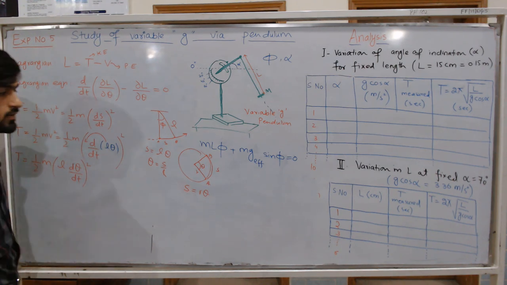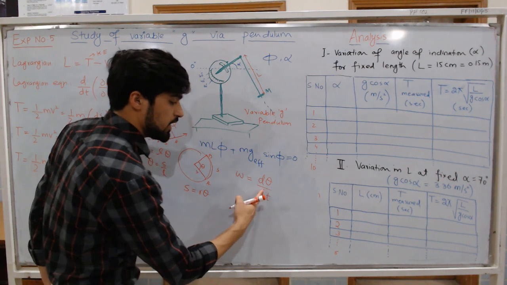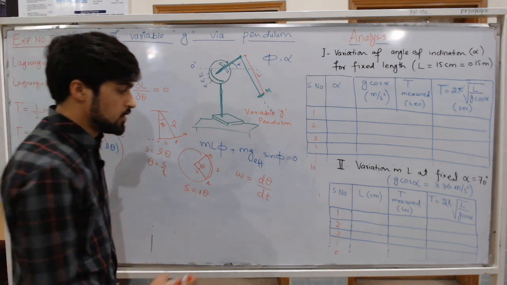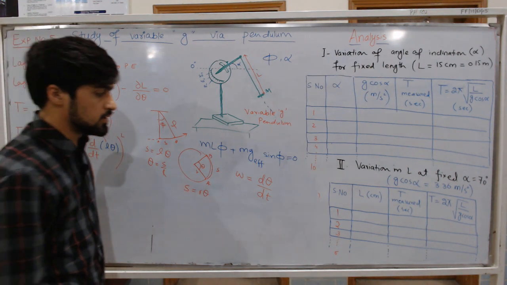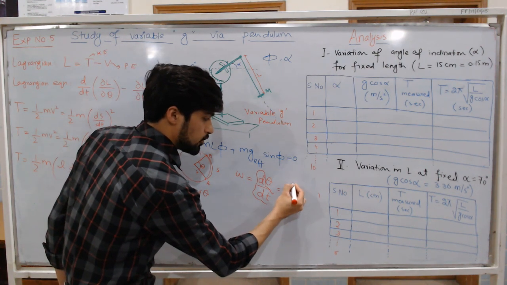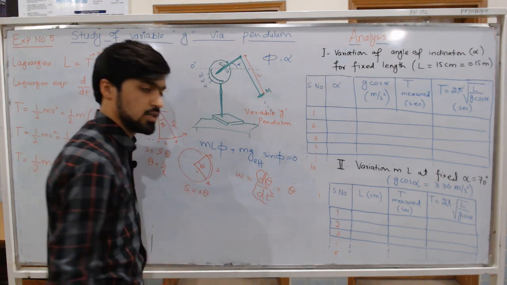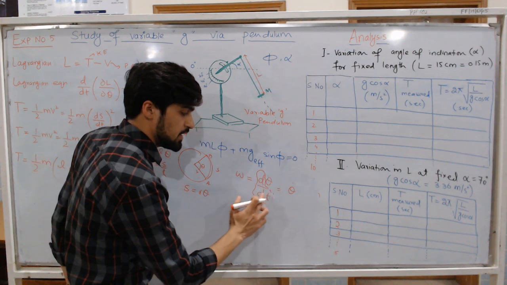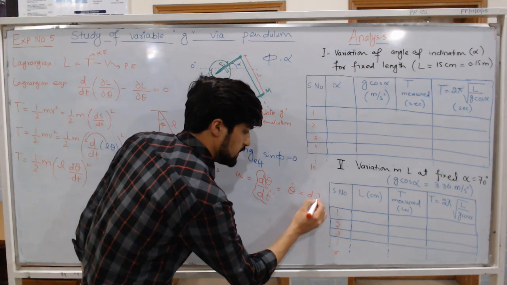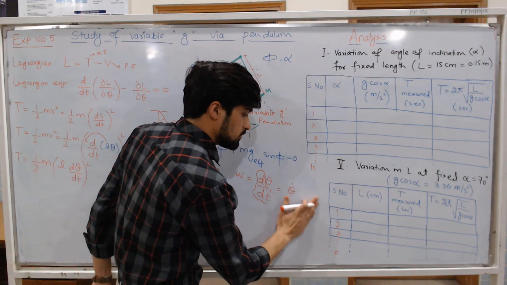Now, keep in mind, we know that the angular velocity is d theta by dt. The rate of change of angular displacement with respect to time is called the angular velocity. So in calculus, I can replace this d by dt simply by theta dot, which means the first derivative of theta. If I have two dots, it means the second derivative of theta. So instead of writing d theta by dt, I can write theta dot simply.